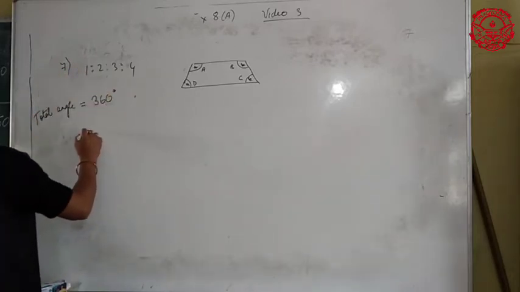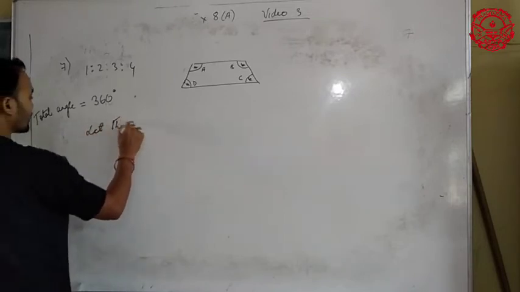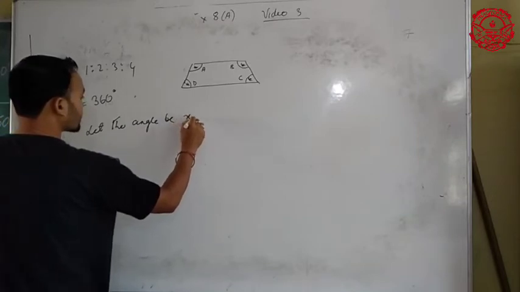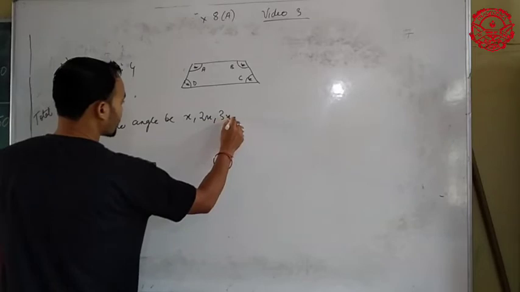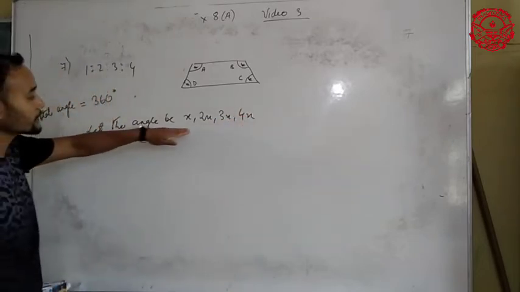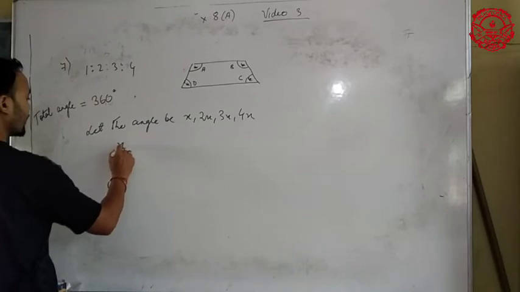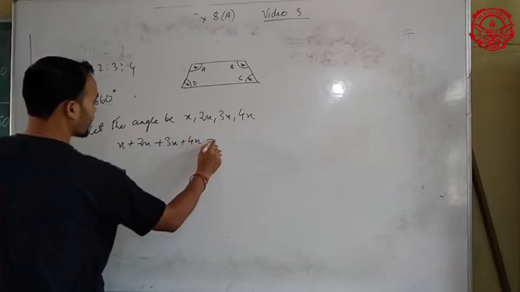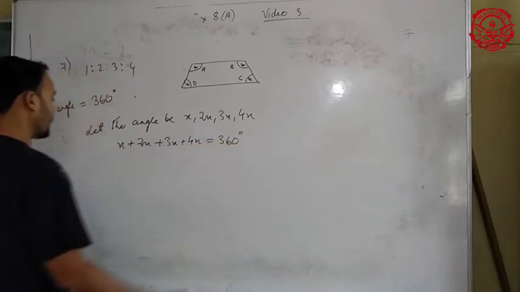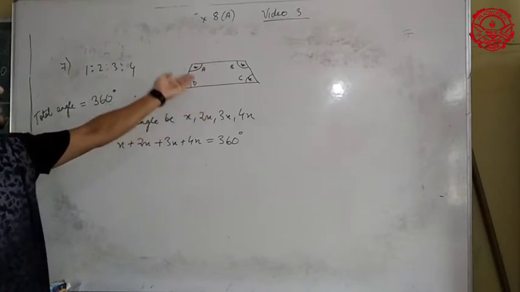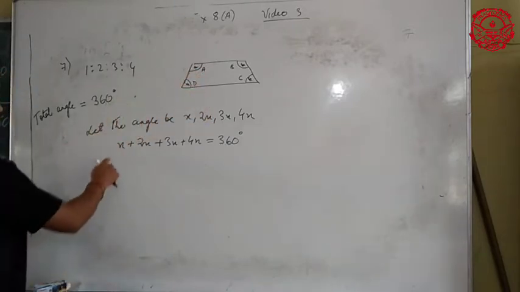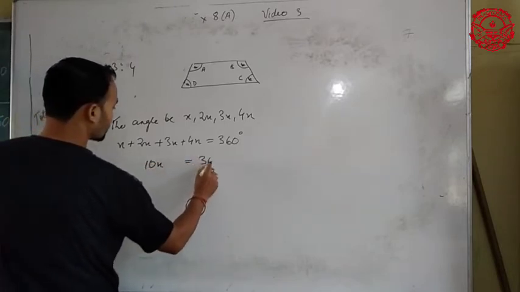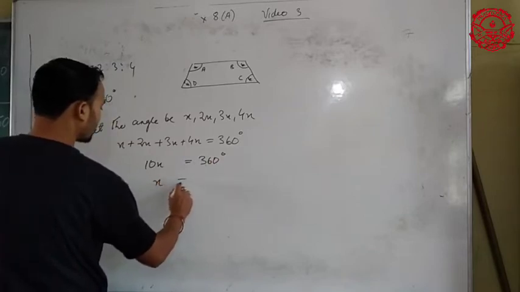Now see, let the angles be X, twice X, thrice X, and 4X. When these angles are added, we have 360. That is X plus 2X plus 3X plus 4X equals 360. If we can find the value of X, we can easily find the value of A, B, C, D. This is 10X equals 360, so X equals 36 degrees.